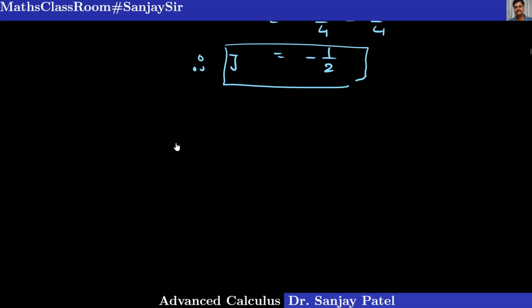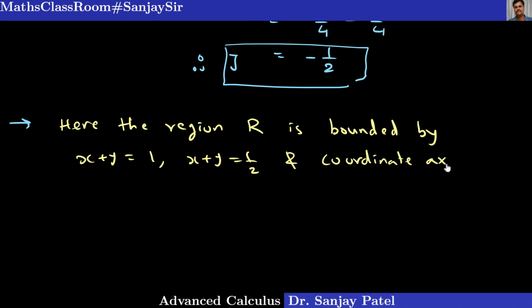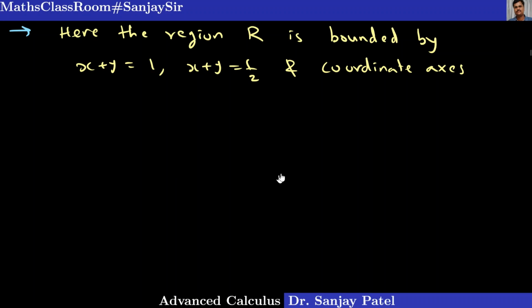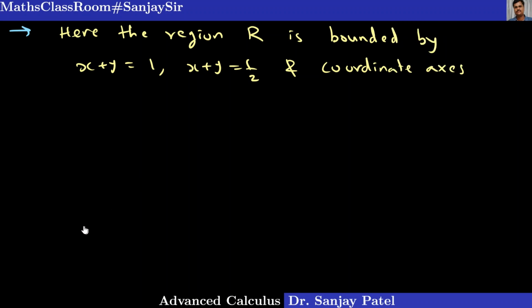Now, first, we try to understand what our original region of integration is. Here the region R is bounded by the two lines x plus y is equal to 1, x plus y is equal to 1 by 2, and the coordinate axes, lying in the first quadrant. So what are these things in the original Cartesian plane? Let us draw x and y axis, and then we'll see what we can do. Say, suppose this is the x axis. And in the same way, I take the y-axis, say somewhere here.